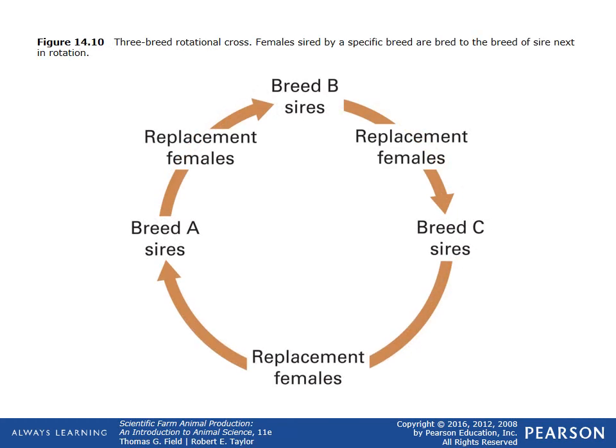Here's a three-breed rotational cross. I was mentioning the Holstein Jersey Brown Swiss combination that there's some people playing with. There's some pig crossing systems that fit into this three-breed rotational.